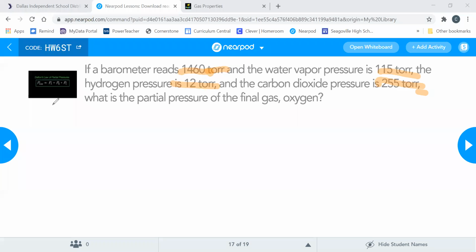So I just give you guys a formula. This is where you just have to add and subtract. My total is going to be 1460. And then the other ones were 115, 12, and 225. And then we want the missing one, which is oxygen. So I'm going to add the ones that they gave me. 115 plus 12 plus 225 equals 352.